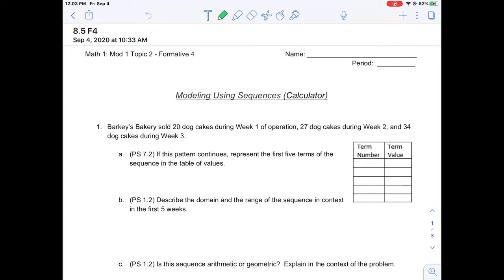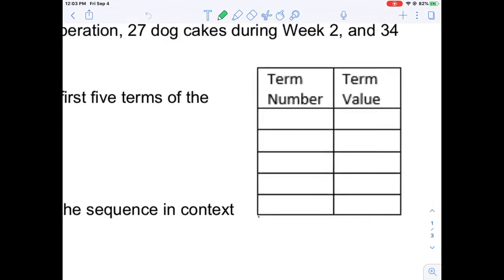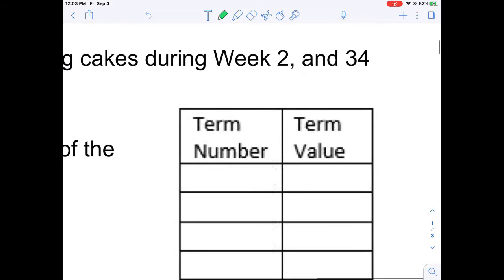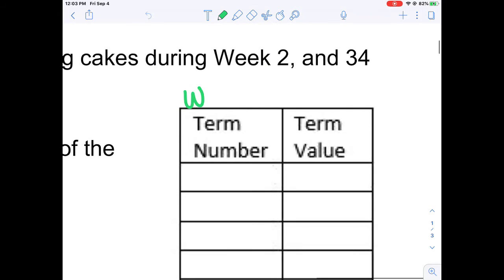Barky's Bakery sold 20 dog cakes during the first week of operation, 27 dog cakes during the second week, 34 dog cakes during the third week. If this pattern continues, represent the first 5 terms of the sequence in the table of values. So term number is going to be our weeks, and term value is going to be dog cakes sold.